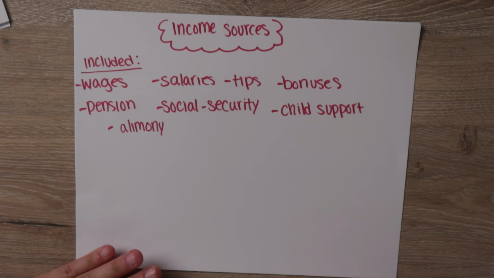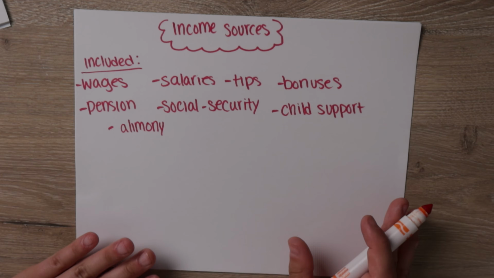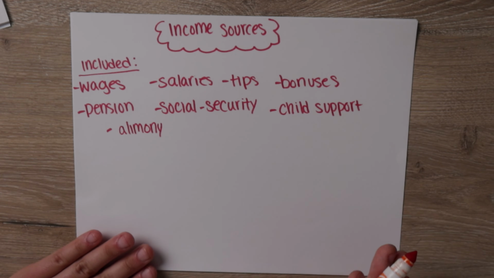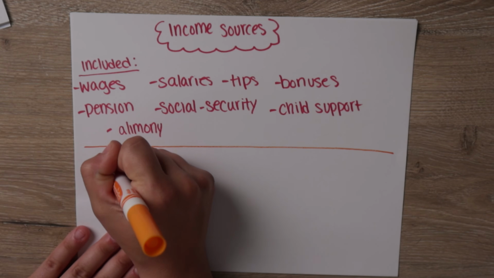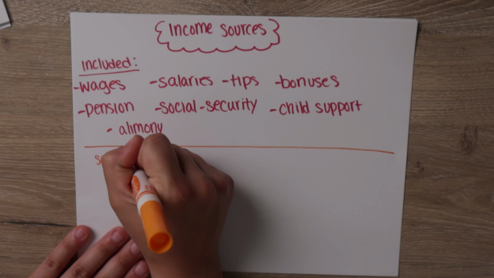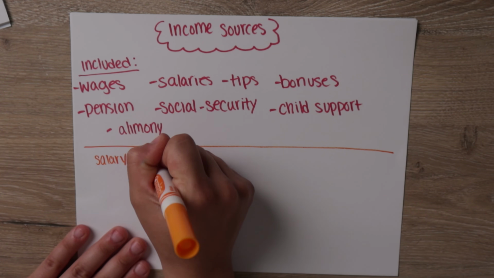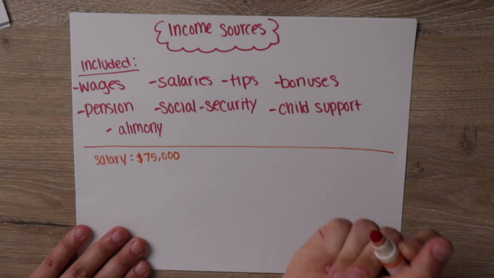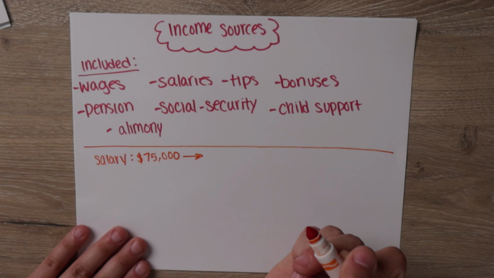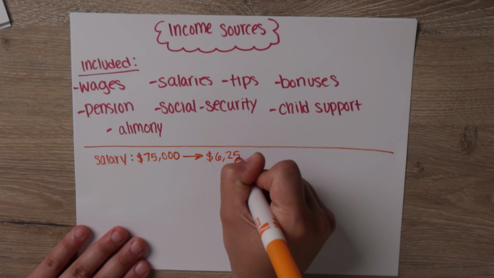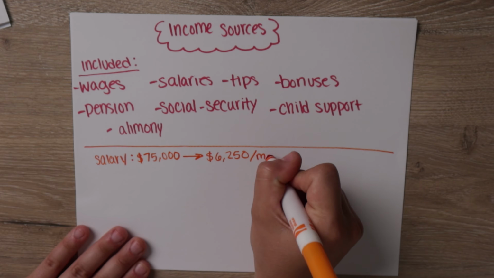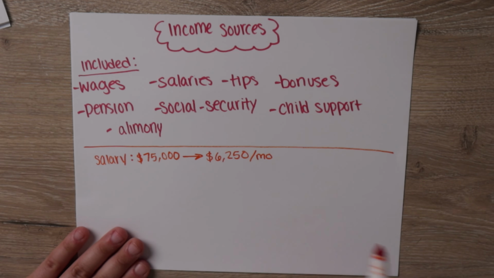So let's go ahead and work through a real life example, which I think is going to help you guys connect all of the dots here. Let's say that I have a salary of $75,000 a year. Since we are using gross monthly income for our debt to income calculation, that would mean that I have $6,250 per month in income. That gross monthly income is your before tax income.